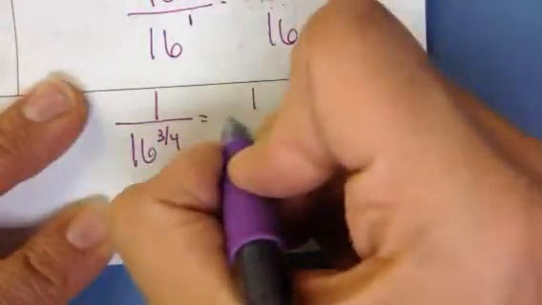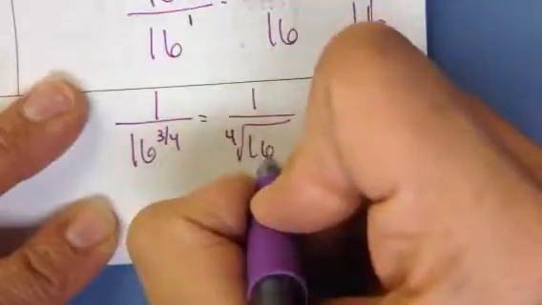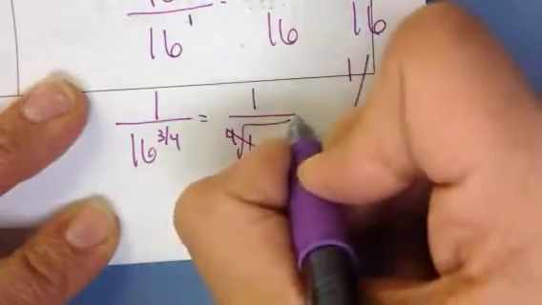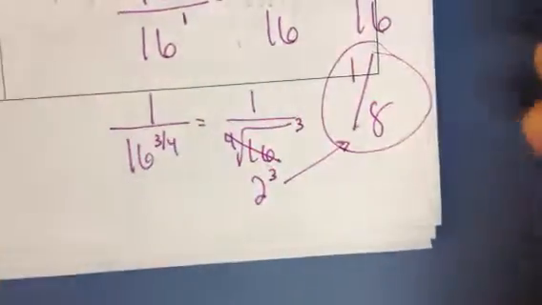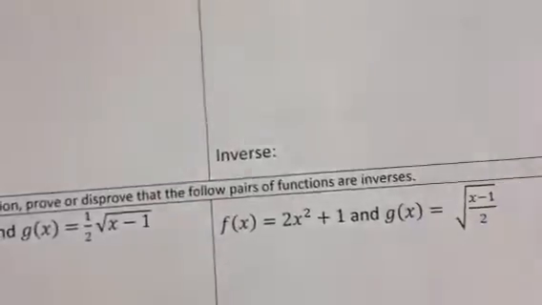And then again, look at this as the 4th root of 16, which is 2, and then take that 2 to the 3rd power and get the 8 that's in the bottom. All right, believe it or not, almost done.